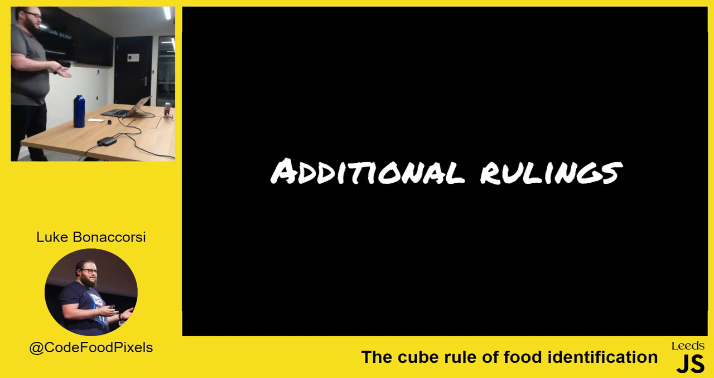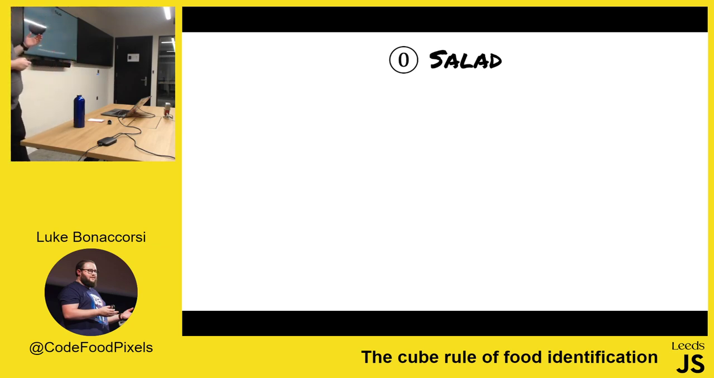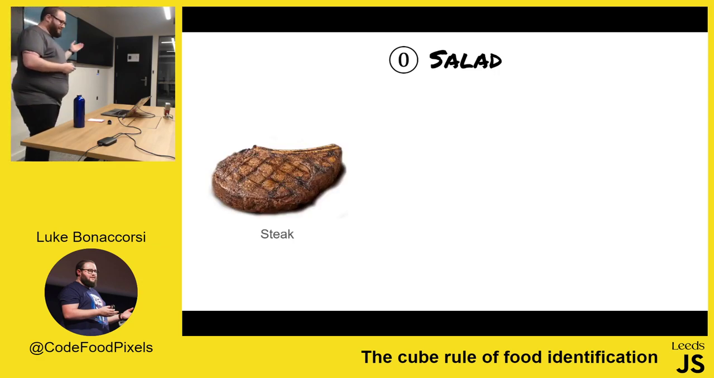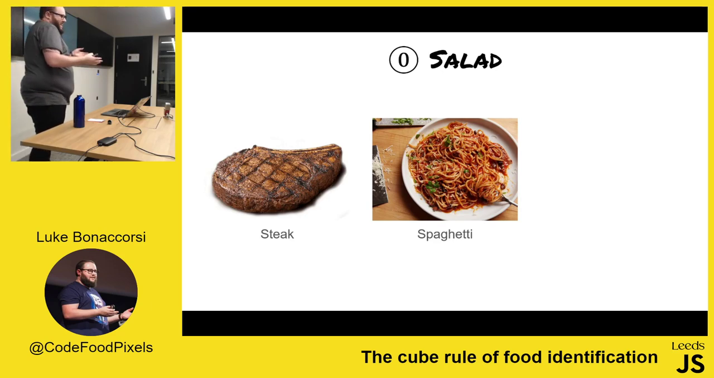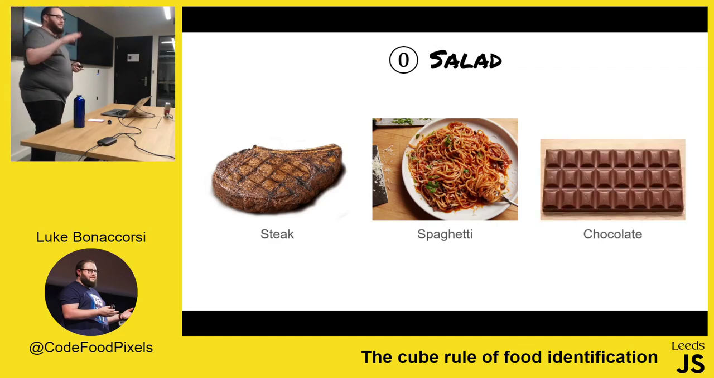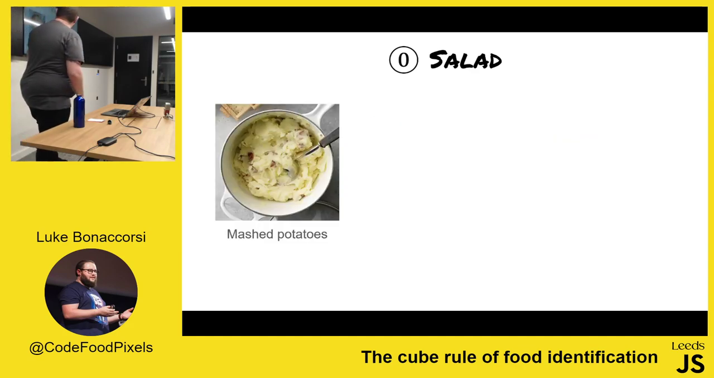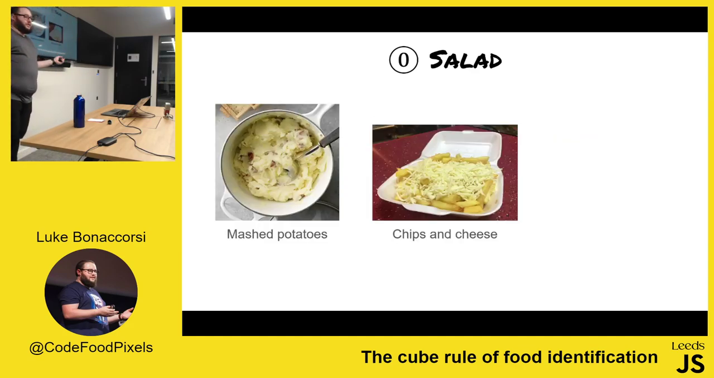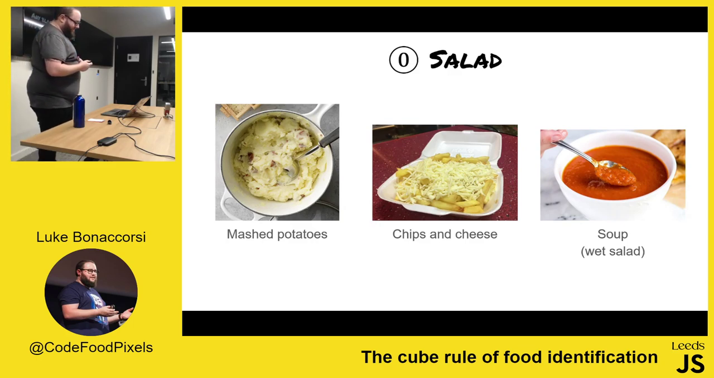There are some additional rulings on this. So if there is no structural starch, it's a salad. Which means that steak is a salad. Spaghetti is a salad. Because there's no structure to spaghetti, it's a blob. And chocolate. So you can be really healthy and have chocolate for lunch and it's a salad. We also have mashed potatoes, chips and cheese, and soup, which is a wet salad.